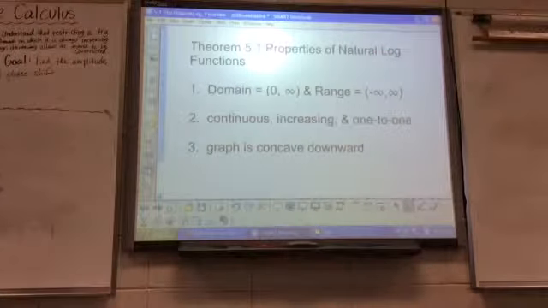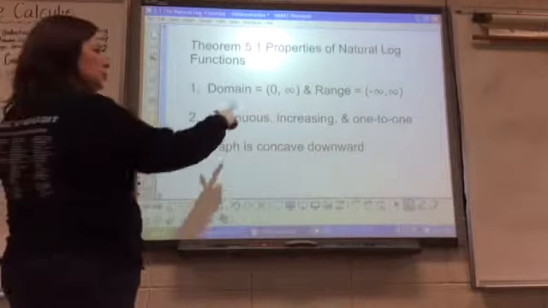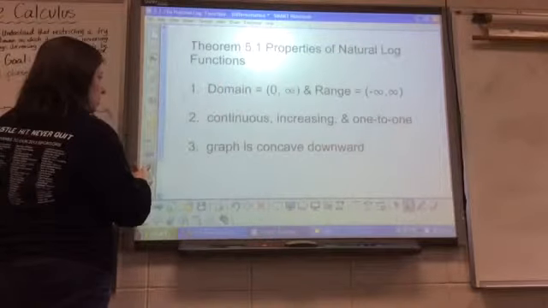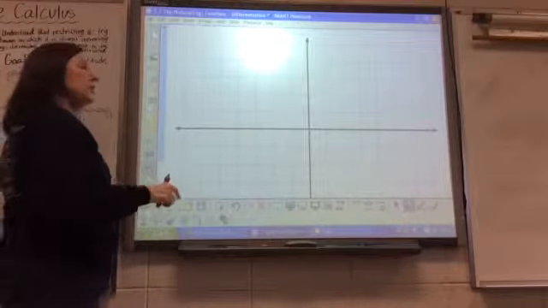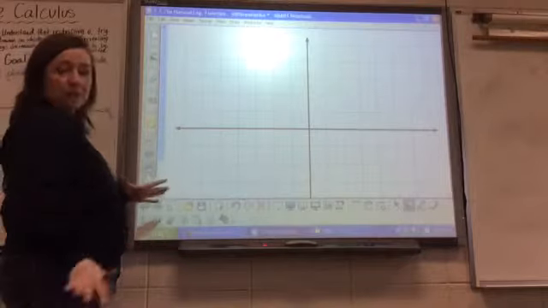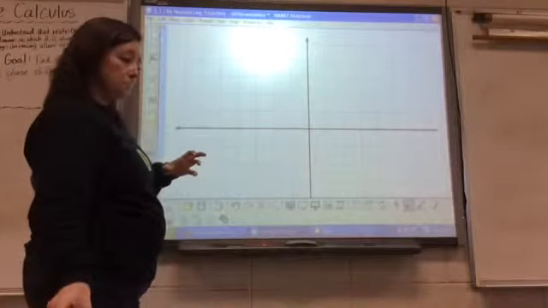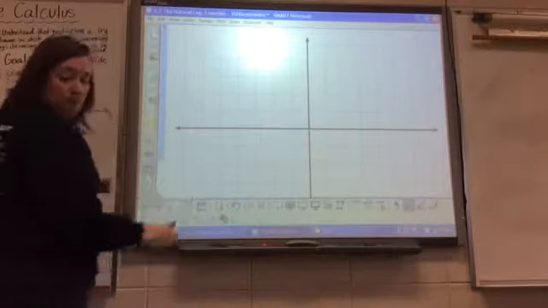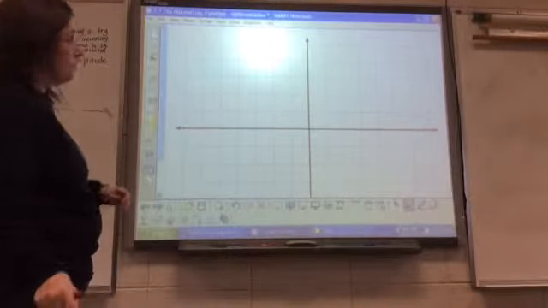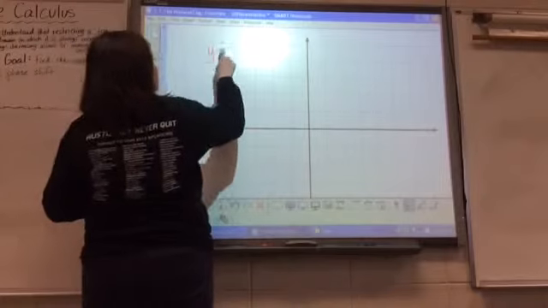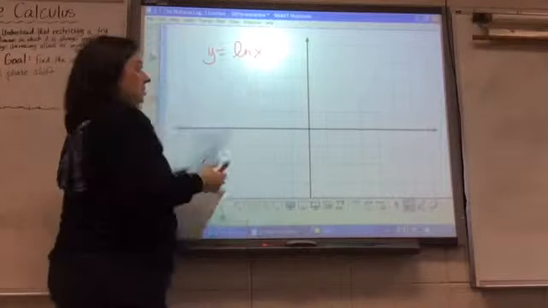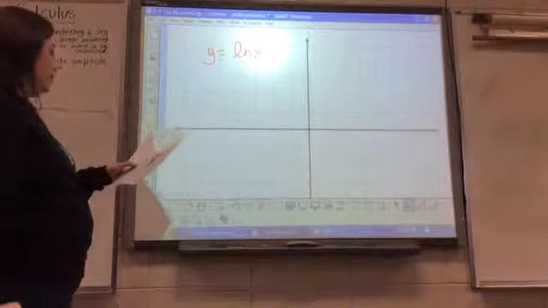Here are some properties that we just need to know. First of all, hold on the properties. Let me show you what the picture of it looks like. Let me show you the picture of Ln, and then we'll come back to properties. It'll make better sense. All right, so this is the graph of Ln of x.